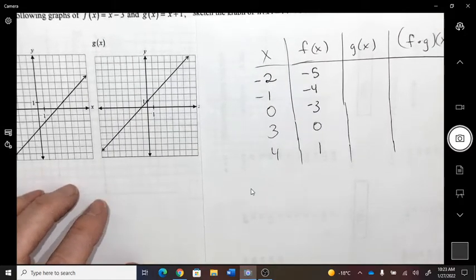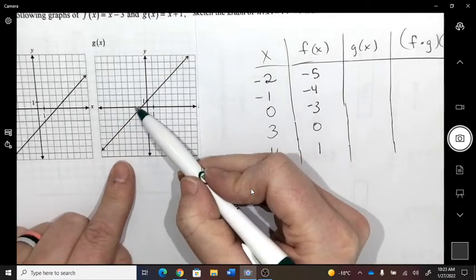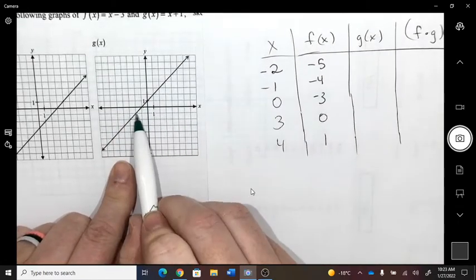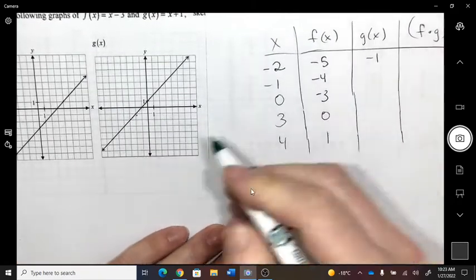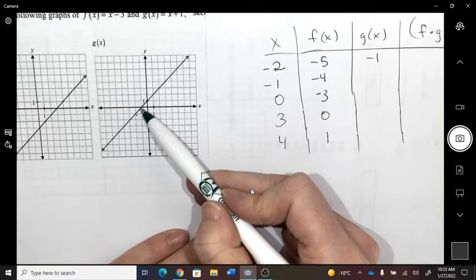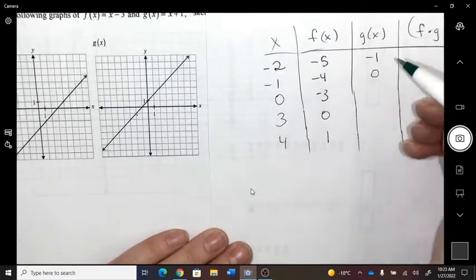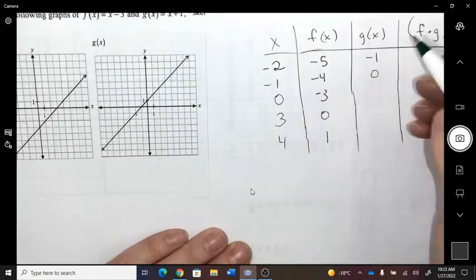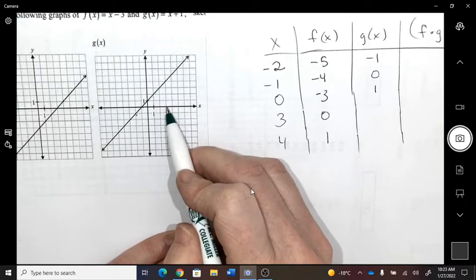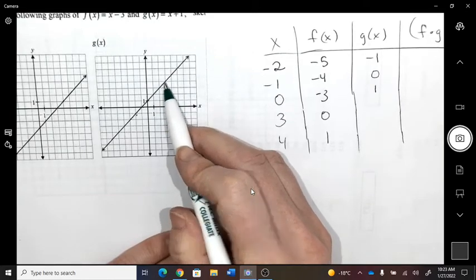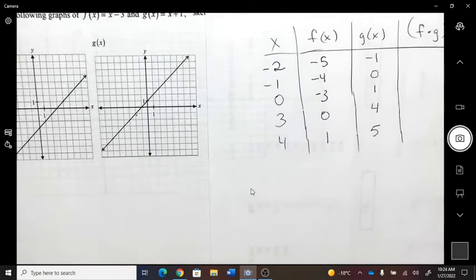Okay, so now I'm onto the g graph. So at -2, right here, my height is -1. At -1, the height is 0. At 0, the graph is at 1. At 3, it's up to 4, and then that's 5.